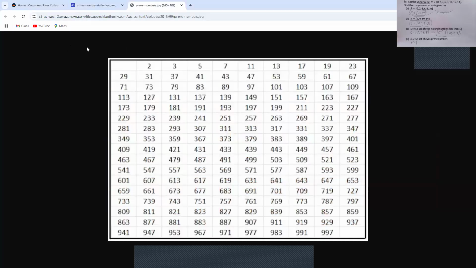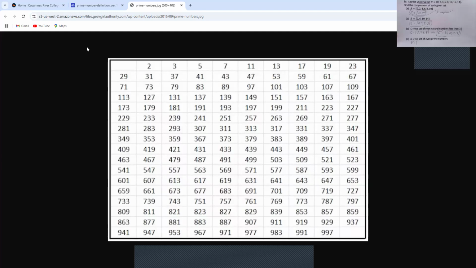I have a list here of all the prime numbers less than 1,000. 2 is a prime number, 3 is a prime number, 5 and 7 and 11 and 13. Those are prime numbers. Notice that 2 is the only even prime number. All of the rest of the prime numbers are odd. That doesn't mean that all the odd numbers are prime, but all the prime numbers are odd except for 2.